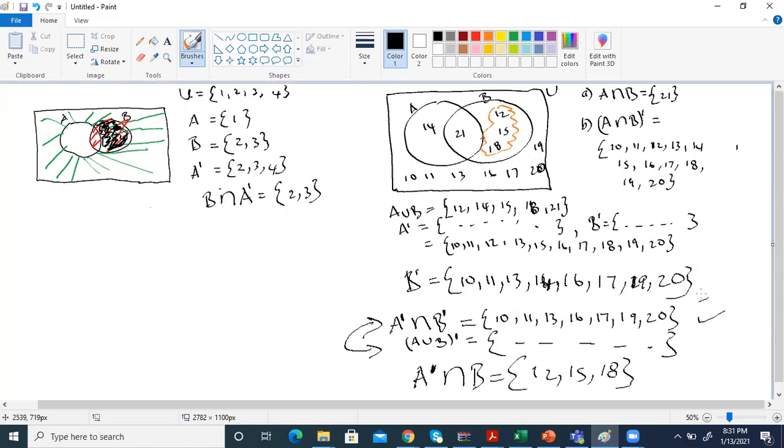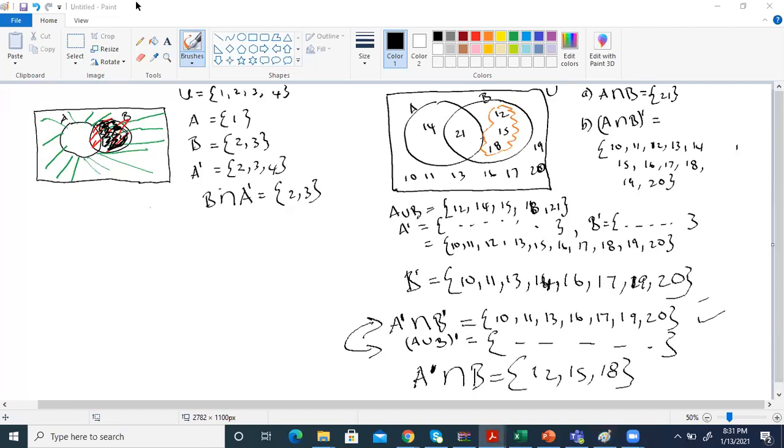All right, let us move on. I have 12, 15, 18, and 21 because it says the intersect. I put the 21 that is between there. Oh, yeah, that wouldn't work because 21 is in A, and A complement would mean that it's outside of A.